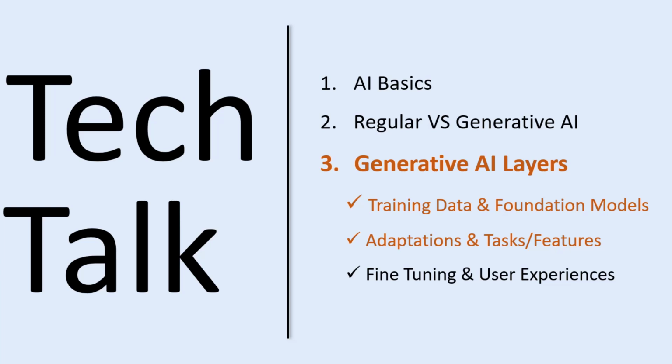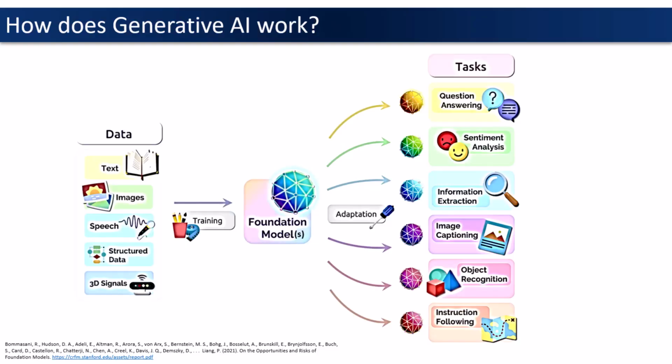Now let's talk about how generative AI actually works, because there are multiple layers to it. Okay, so we're going to look at the different layers of a generative AI system. Every AI system starts with data, huge amounts of data. You can see in the image there are many types of data. They usually don't mix things up.